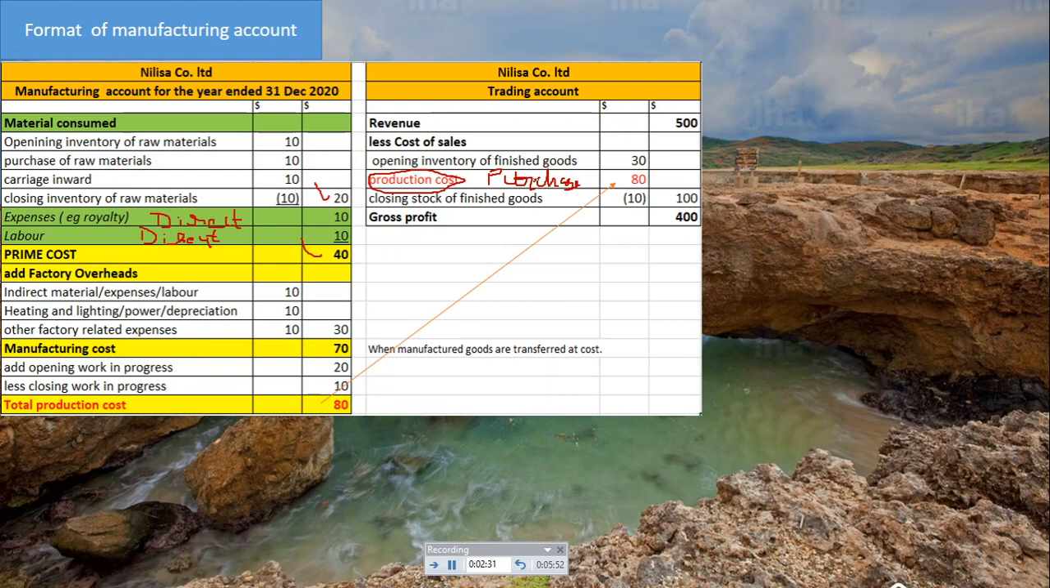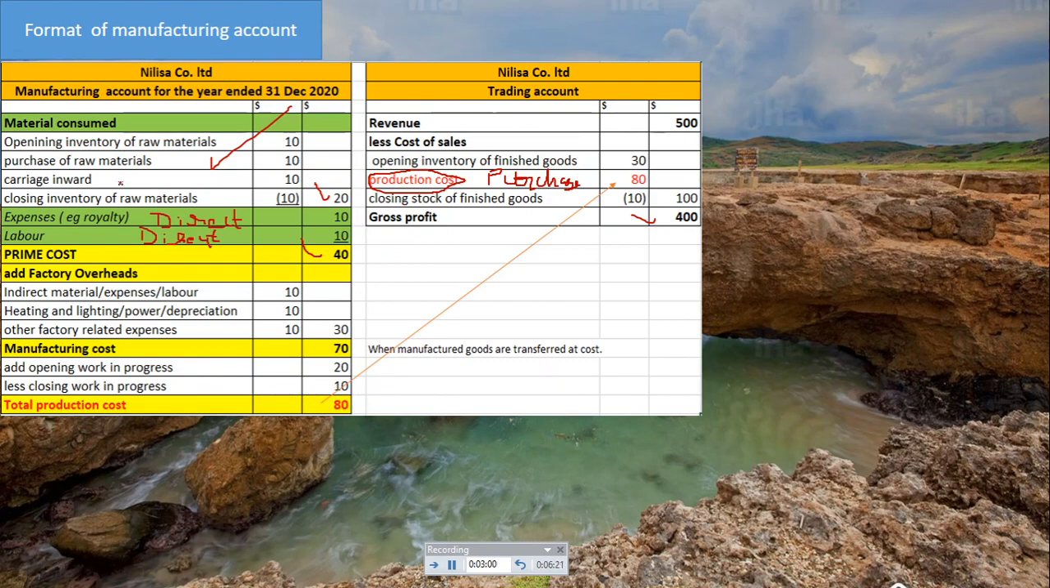Add purchase less closing stock of finished goods, or closing inventory of finished goods. We got the cost of sales, and when we deduct this, you get your gross profit. So the only difference out here is that instead of purchase, we use the production cost. This production cost is transferred from the manufacturing account. So the manufacturing account is this format. Now I might have gone a bit fast, but this is just to show you how the format is.